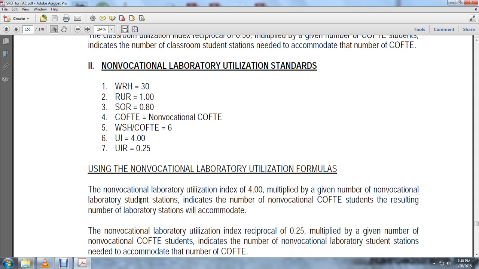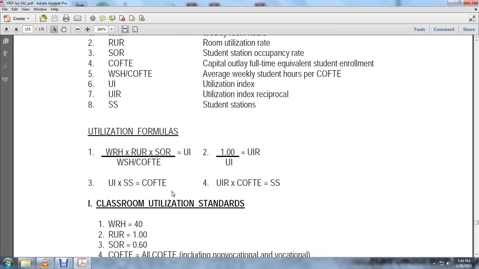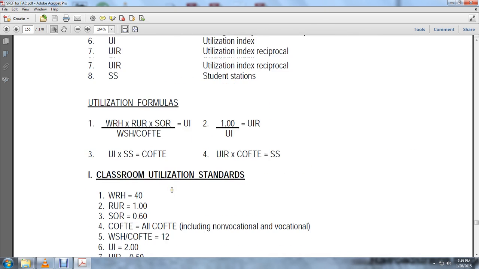Using the non-vocational laboratory utilization formulas, the non-vocational laboratory utilization index of 4.00 multiplied by the given number of non-vocational student stations, including non-vocational COFTE students, results in the number of laboratory stations accommodated. The non-vocational laboratory utilization index reciprocal of 0.25 multiplied by the given number of non-vocational COFTE indicates the number of non-vocational laboratory student stations needed to accommodate the COFTE, which is capital outlay full-time equivalent student enrollment.